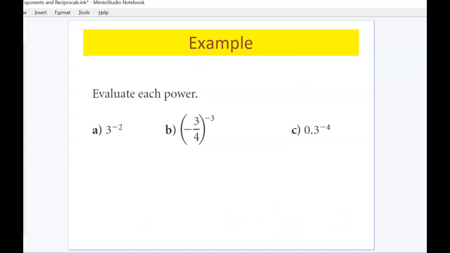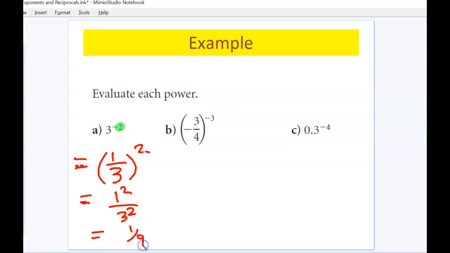All right, let's take a look at these. We want to evaluate each power. So again, I want to get rid of the negative exponent up here. So to do that, I reciprocate the base, and the reciprocal of 3 is 1/3, and then I have to square it. And now I square the top, so it's 1 squared, square the bottom. 1 squared is 1, 3 squared is 9.